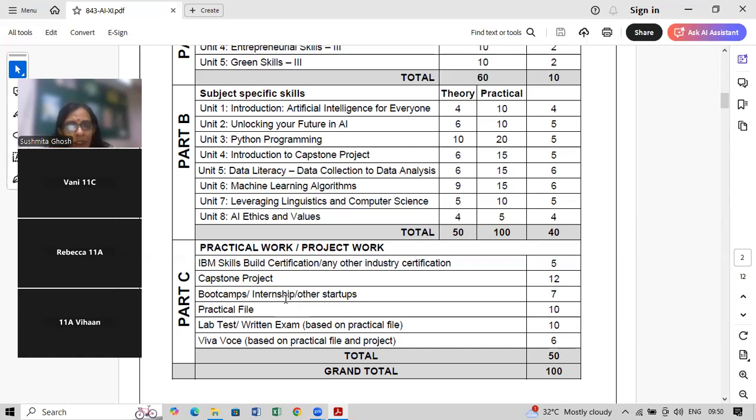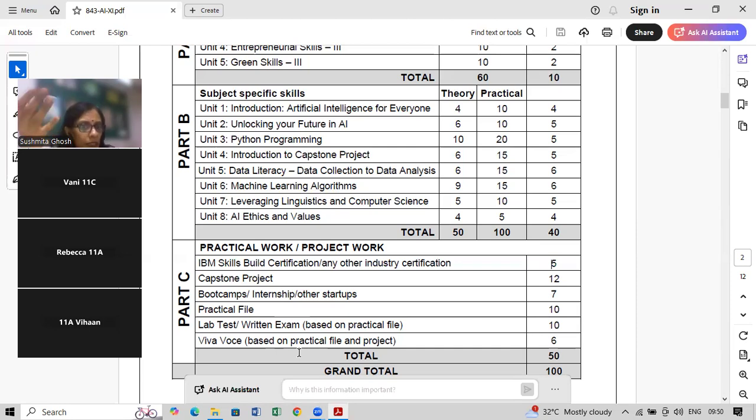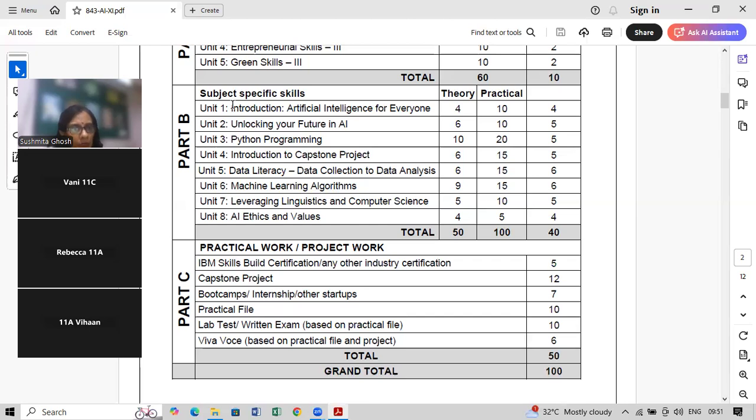Then, of course, the practical file, lab work, and the Viva based on the file. Right now, you have to keep in mind that in 11th, your Viva and your other things will be internally evaluated. But for class 12, as other subjects, it will be evaluated by an outside exam. Okay. So it has to be thoroughly done too. So these are the three parts which you have in the syllabus. And as of now, we are going to quickly go through Unit 1 today, right? And let's see how much we can cover.